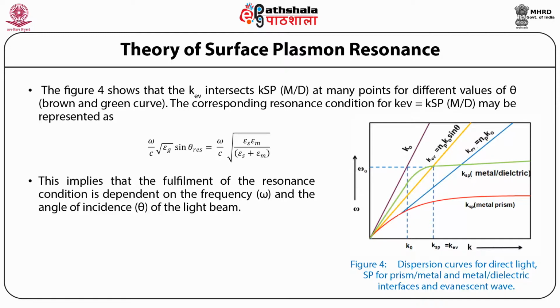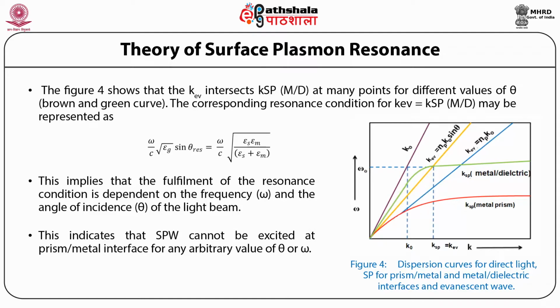It is interesting to note from this figure that KSP prism-metal for the prism-metal interface, the red curve, does not even intersect with the maximum value of Kev, the brown curve, at any frequency.